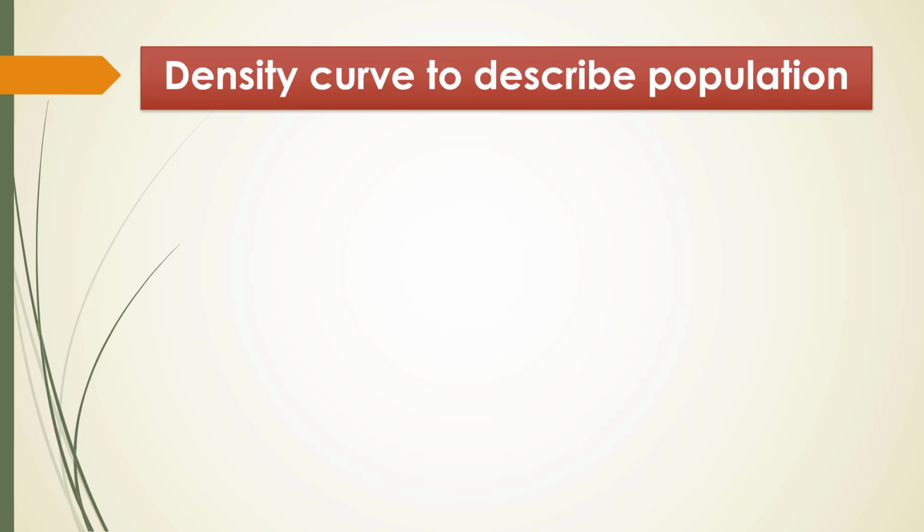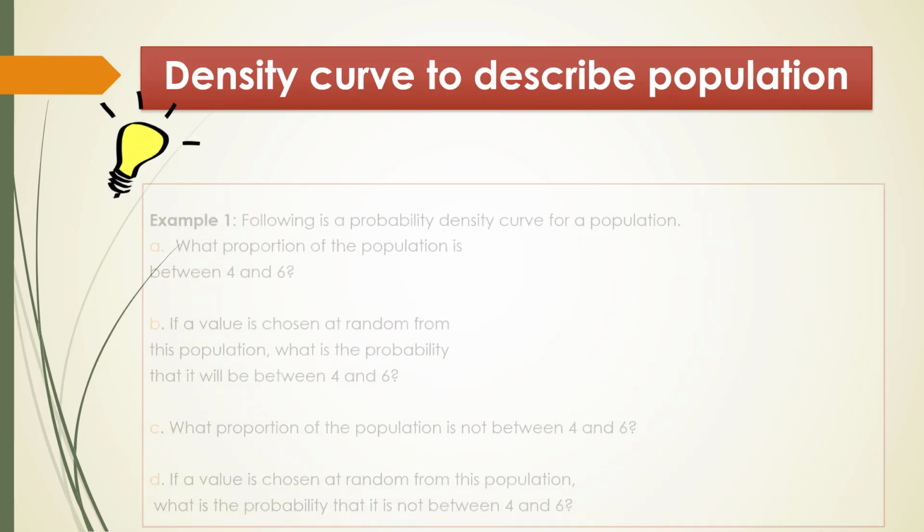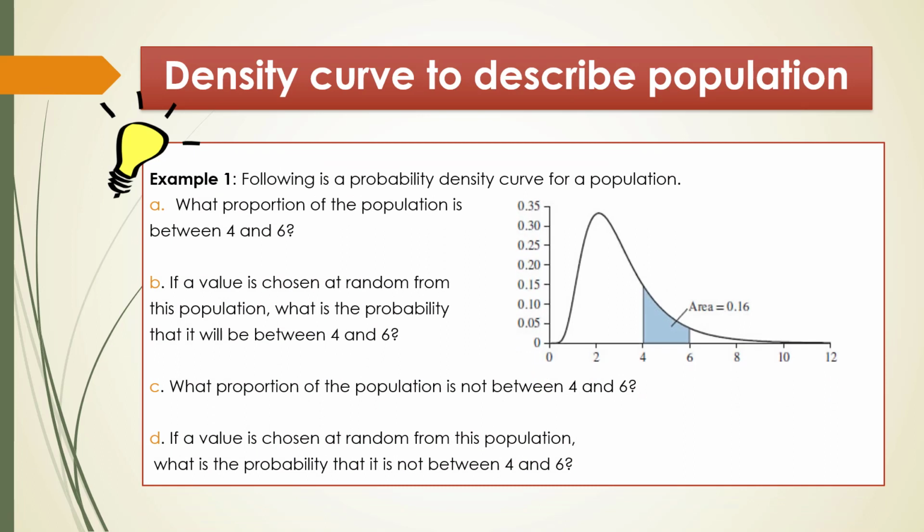So that was how we build up the density curve to describe a population. Now let's do one simple practice. Example 1. Following is a probability density curve for a population.